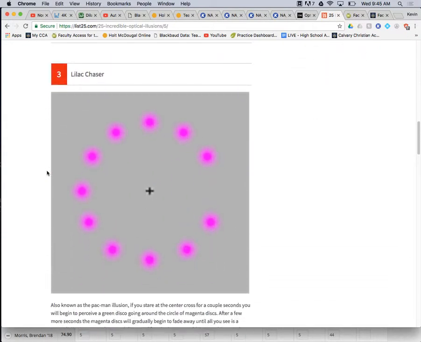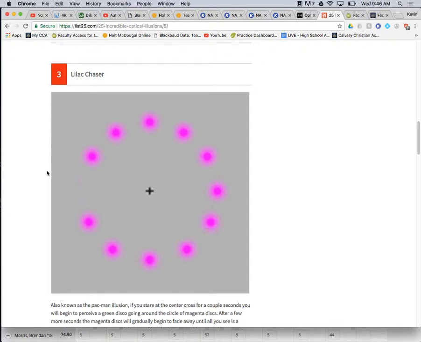This one is great. Stare at the black cross. Obviously, the purple dot's just disappearing, but now stare at the black cross in the center. Whoa. You see that? You see the green dot? Even when I don't stare at the black cross, it's still going away. But it looks like there's a green dot. The longer you stare at the black cross, the more it looks like there's a green dot spinning around. Is there not a green dot? There's no green dot. I'm seeing it all the time.